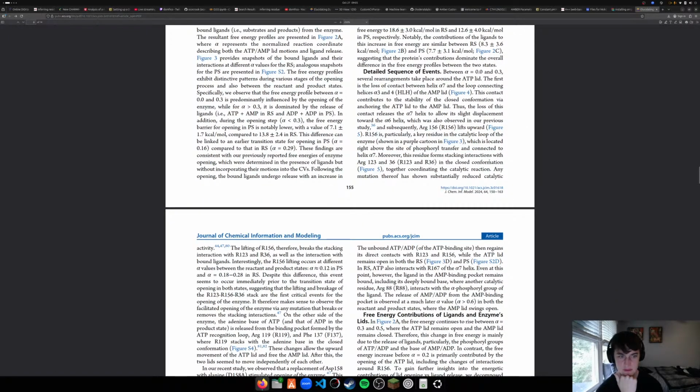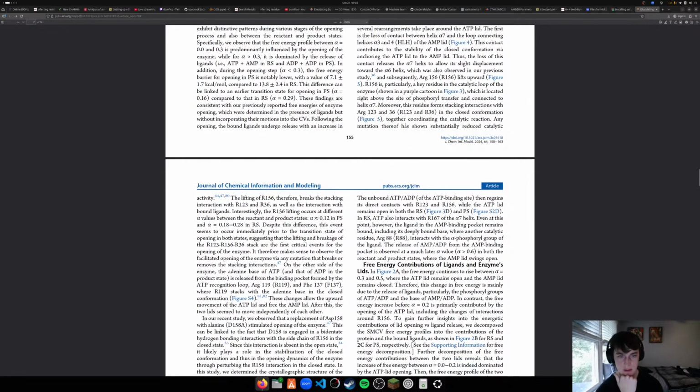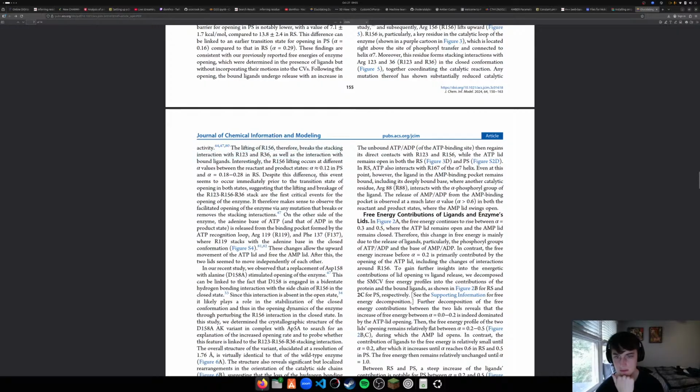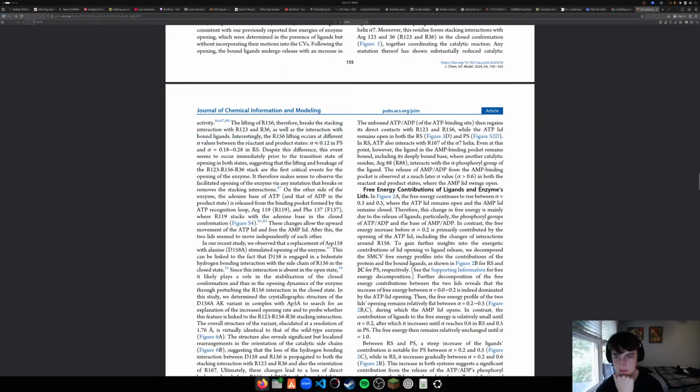Moreover, this residue forms stacking interactions in the closed conformation. Any mutation thereof would show substantially reduced catalytic activity. Therefore, it breaks the stacking interaction. Interestingly, it occurs at different alpha values between the reactant and product state.